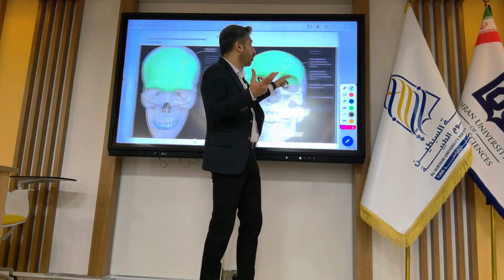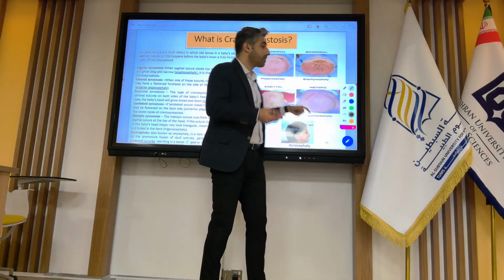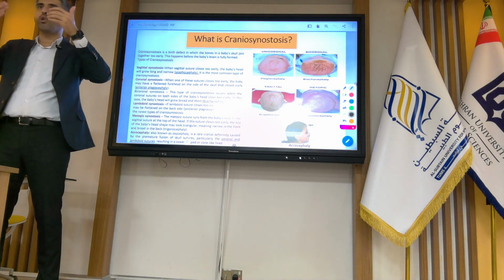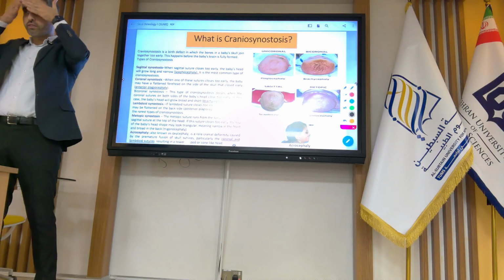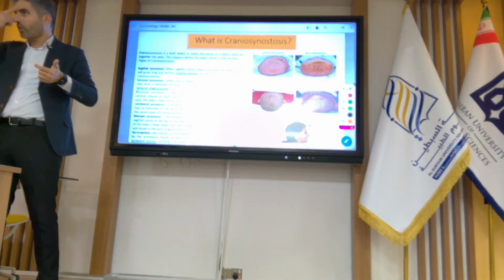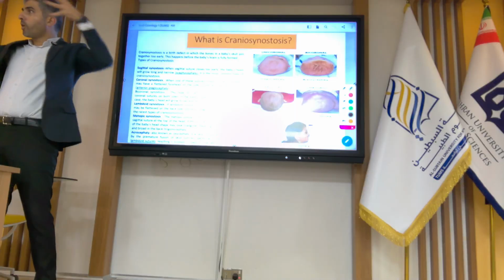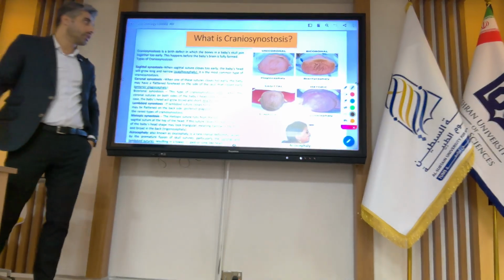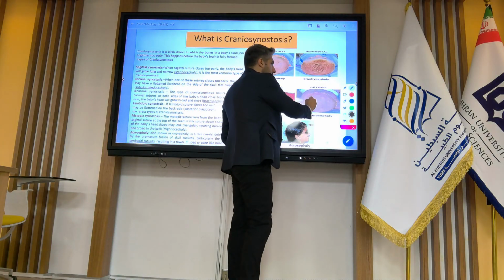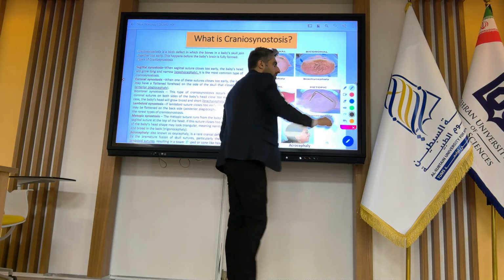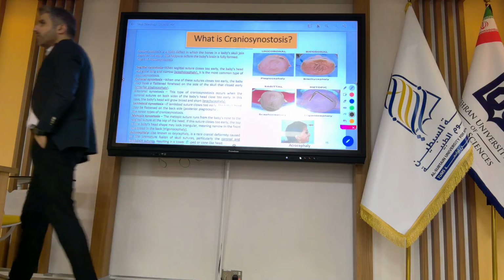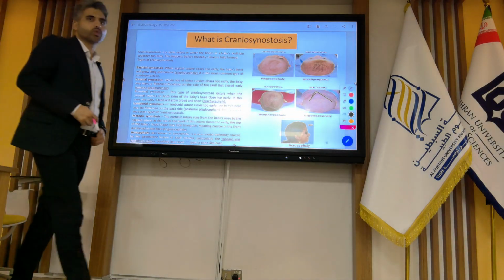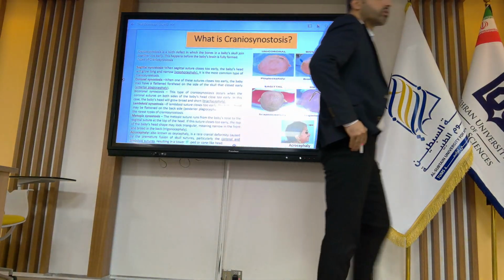So when is the normal time for closing this suture? It's 6 to 9 months. Imagine it closes after 2 months. What is the shape of the skull? It is like this. The anterior side of the frontal closes very soon, the other parts become big, and the anterior side of the skull is like a triangle. We say trigonocephaly, when the metopic suture closes very soon.